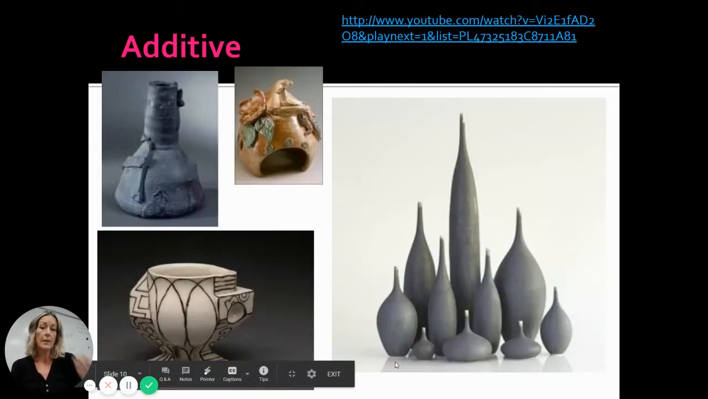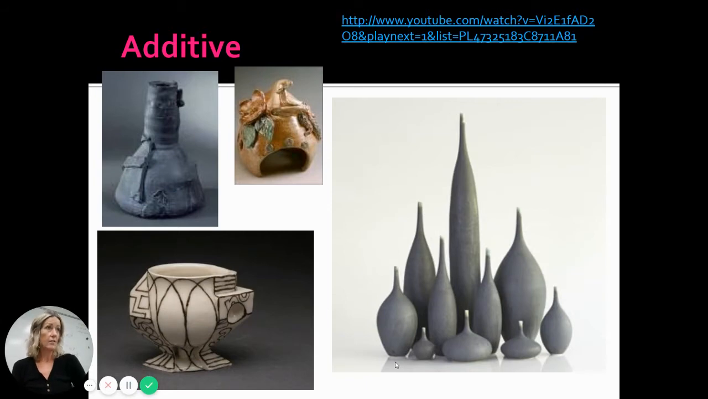The next one would be the opposite, which is additive. And additive is simply that you throw the foundation of your object on the wheel, and then in the leather hard state, you're going to add onto it or build onto it, okay?